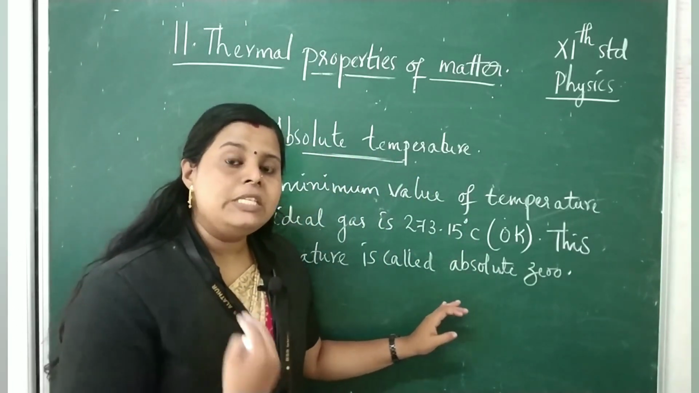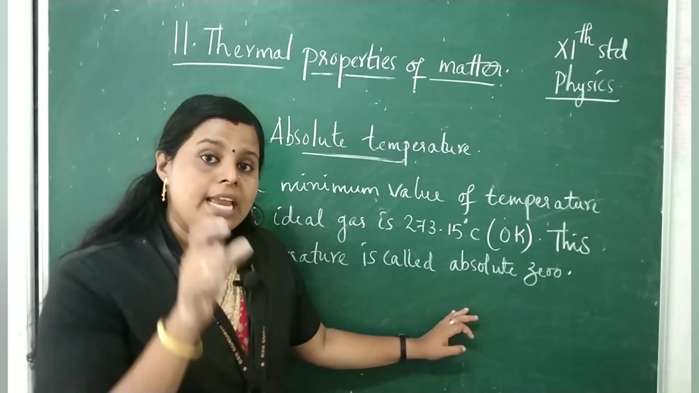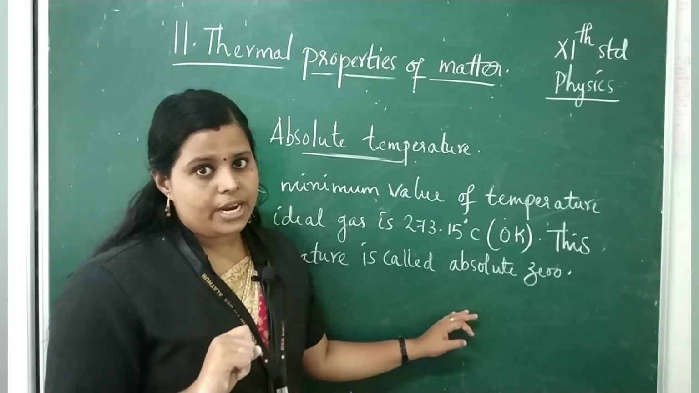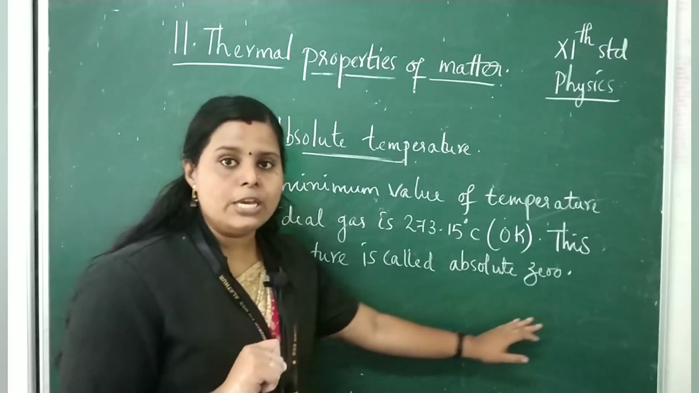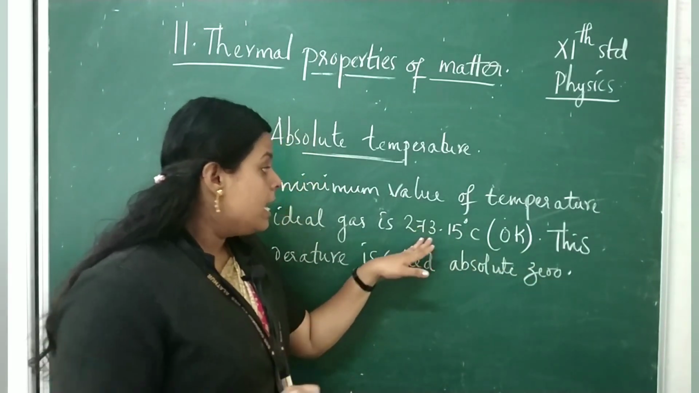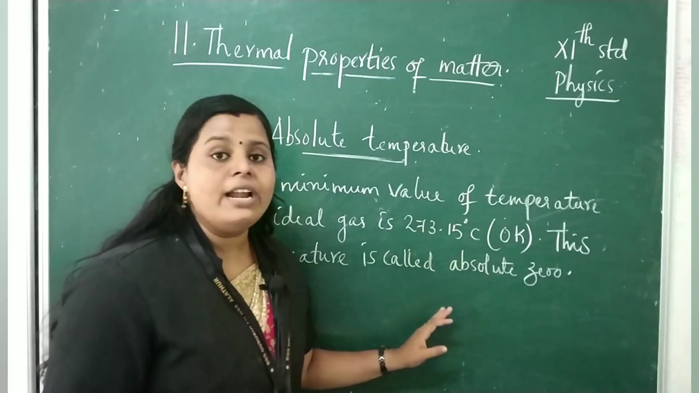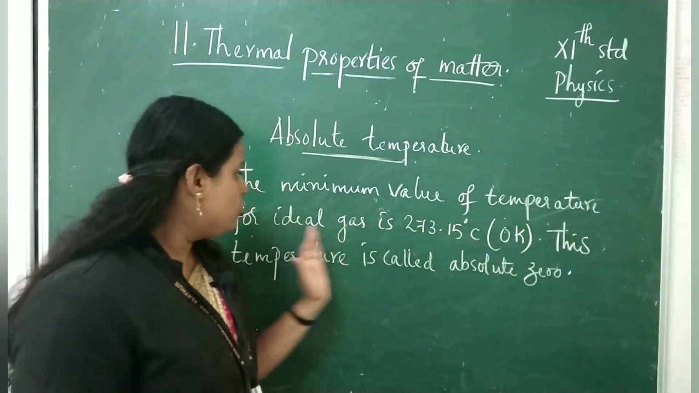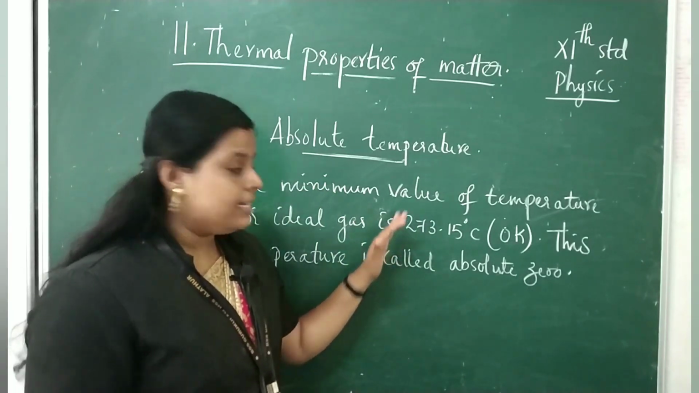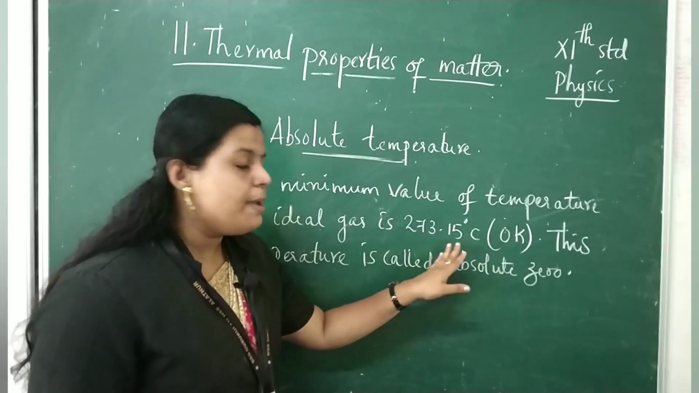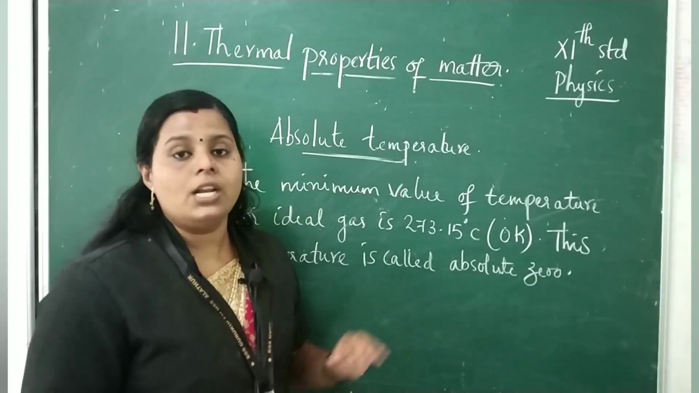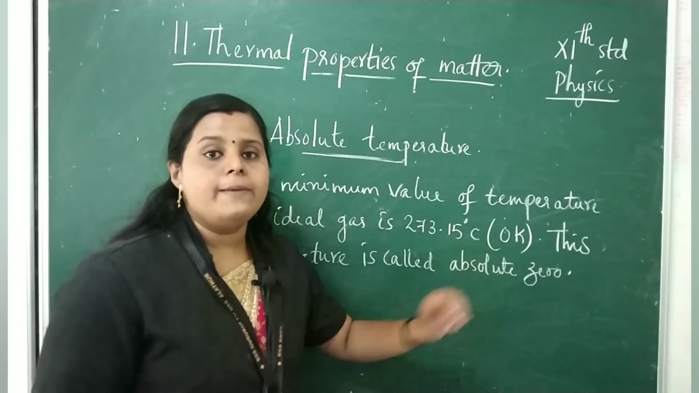So what is absolute zero or absolute temperature? The particular temperature called 0 Kelvin on the Kelvin scale is what we call absolute zero, which is equal to -273.15 degree Celsius. Okay, so the minimum value of temperature for an ideal gas, that is 0 Kelvin or -273.15 degree Celsius, and this particular temperature is known as absolute temperature or absolute zero.